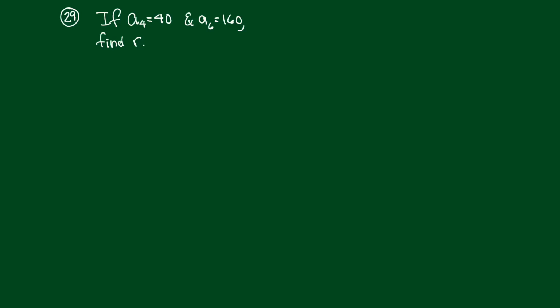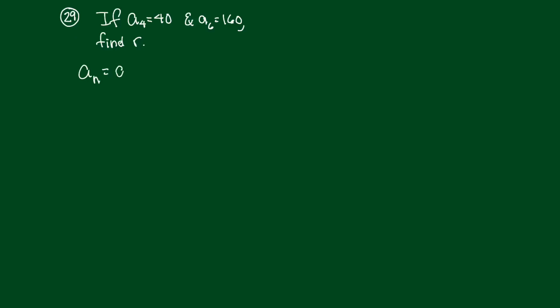We've got a geometric sequence in which the fourth term is 40, and the sixth term is 160, and what we want to do is find the common ratio. Since we're given term numbers and an r, let's use this formula here. We'll use the general term formula.